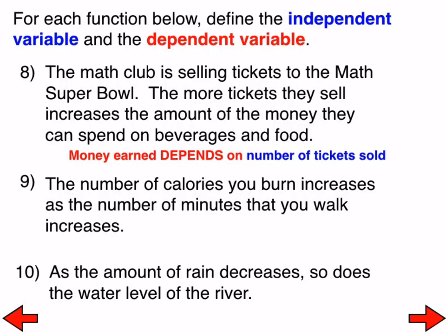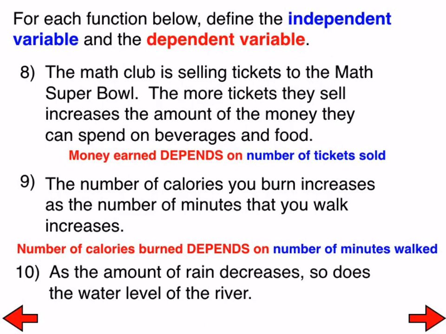Number 9, the number of calories you burn increases as the number of minutes that you walk increases. So the number of calories burned is the dependent variable because that depends on the number of minutes that you walk. So the number of minutes walked is the independent variable. And number 10, as the amount of rain decreases, so does the water level of the river. So the water level is the dependent variable because that depends on the amount of rain. So amount of rain is the independent variable.